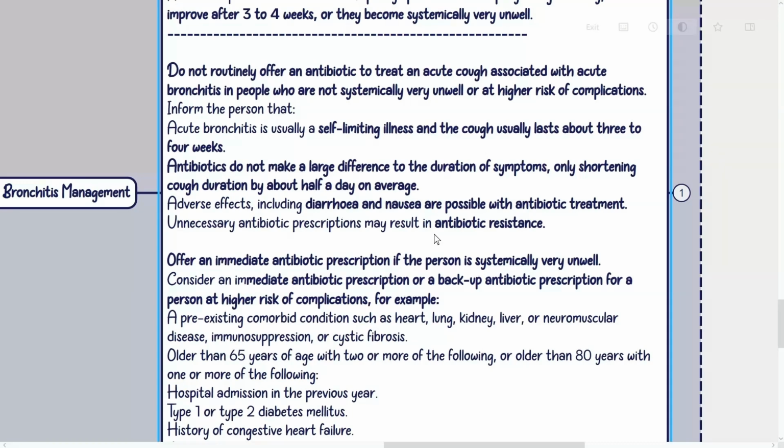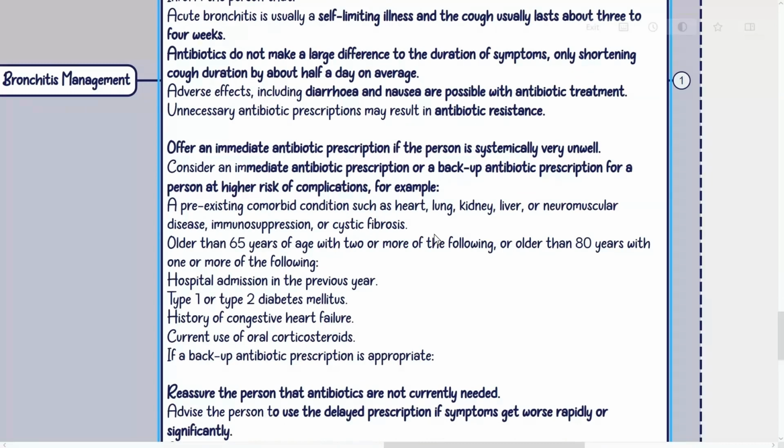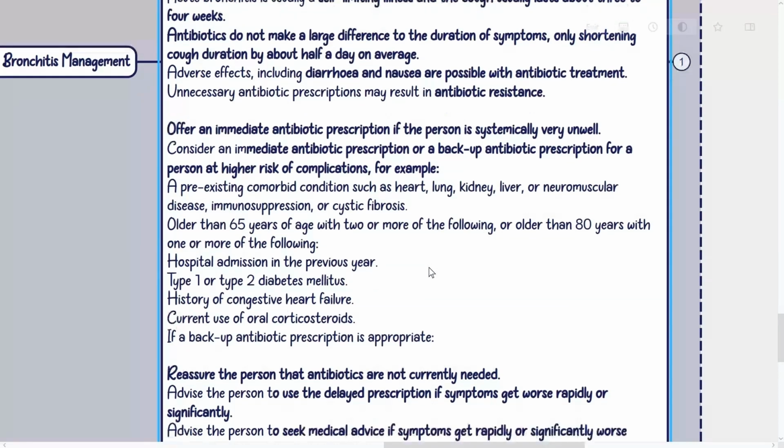Inform the person that acute bronchitis is usually a self-limiting illness, and the cough usually lasts about 3 to 4 weeks. Antibiotics do not make a large difference to the duration of symptoms, only shortening cough duration by about half a day on average. Adverse effects, including diarrhea and nausea, are possible with antibiotic treatment. Unnecessary antibiotic prescriptions may result in antibiotic resistance.